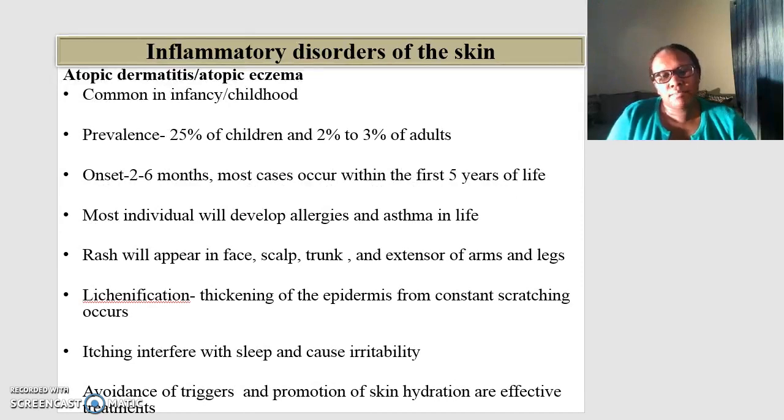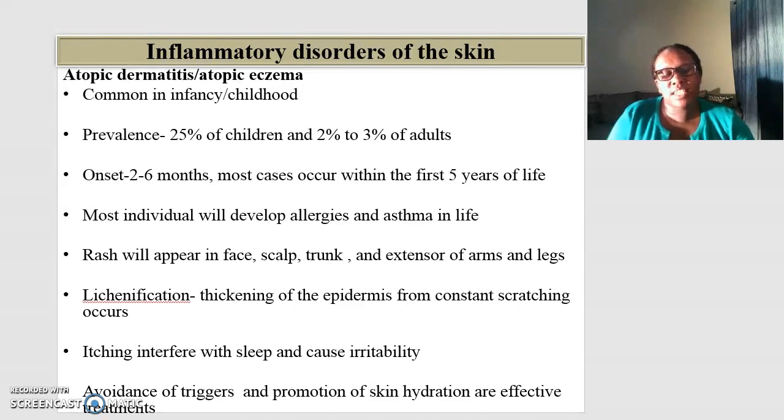Atopic dermatitis, atopic eczema. Common in infancy and childhood. Prevalence is 25% of children and 2 to 3% of the adults. Onset is from 2 to 6 months. Most cases occur within the first 5 years of life. Most individuals will develop allergies and asthma in life. Rash will appear in the face, scalp, trunk, and extremities of arms and legs.